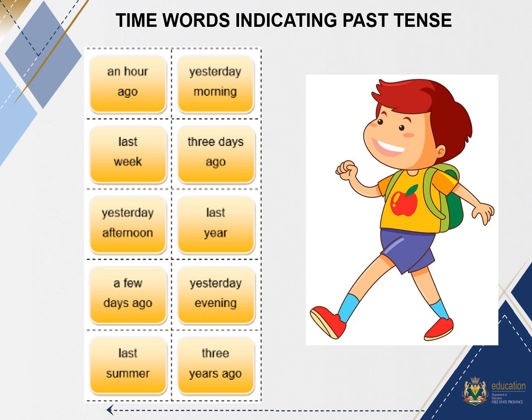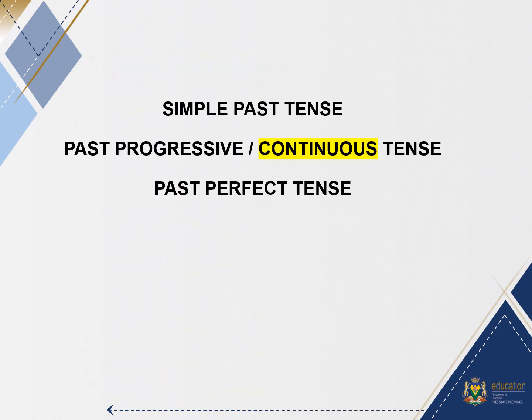The time words will help you, but if there are no time words, you'll have to be able to cope without them. So it could be an hour ago, yesterday, last week, last year, 3 days ago, last summer. Remember that your time words will assist you, but if there aren't any, you need to know which tense to use. We are going to look at the following.